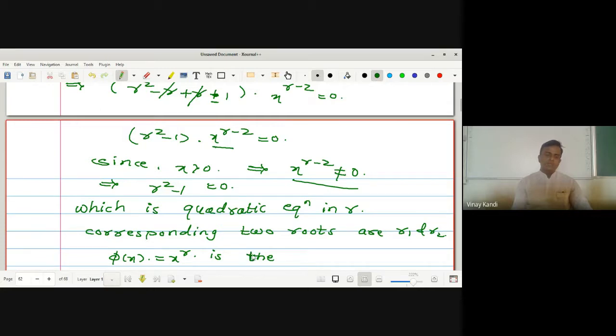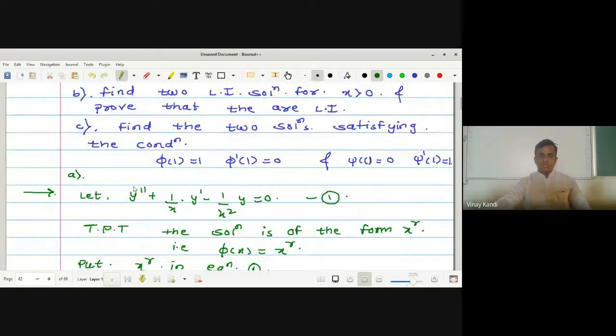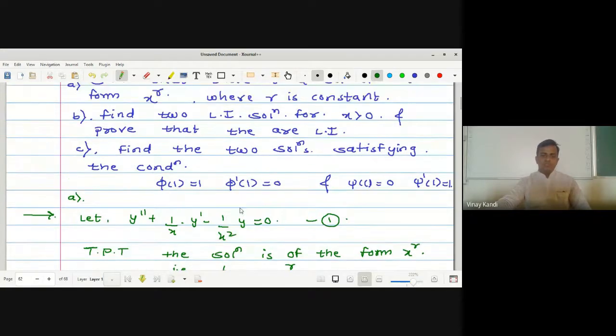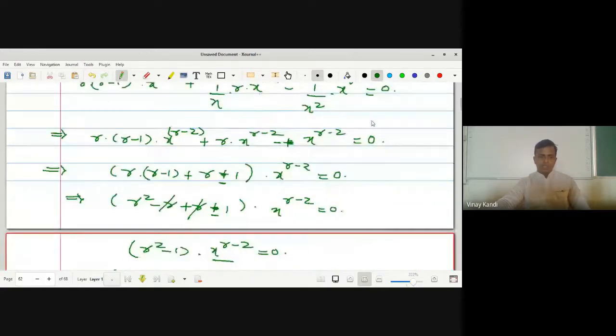What did you understand from that? What will be the solution of such an equation? It is in the form of x raised to r. If you get a quadratic equation in r, then the nature of the solution of this type of equation must be in the form of x raised to r, where r is any constant. Okay, any doubt up to here?